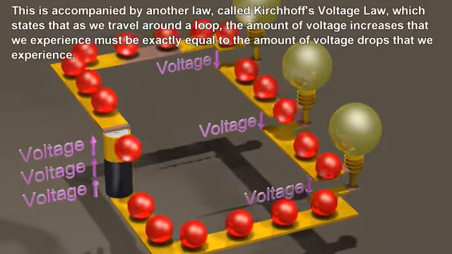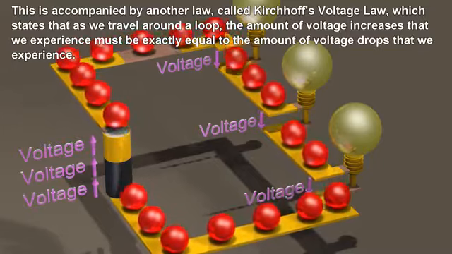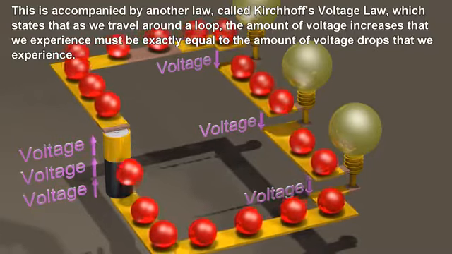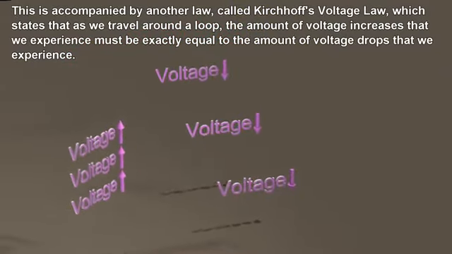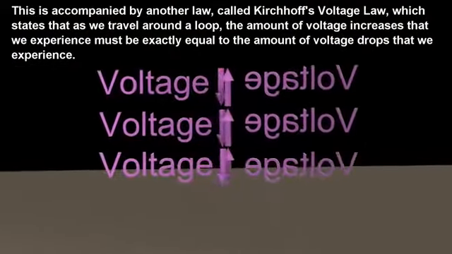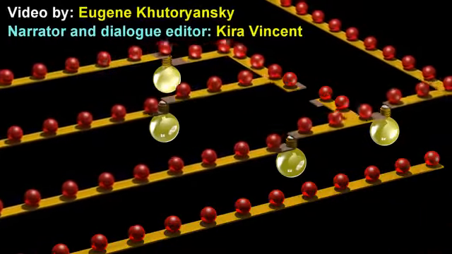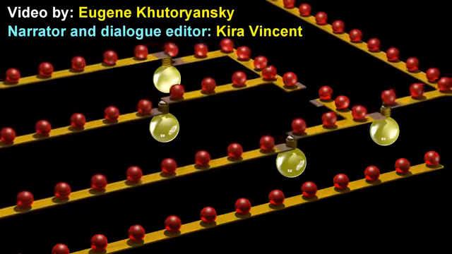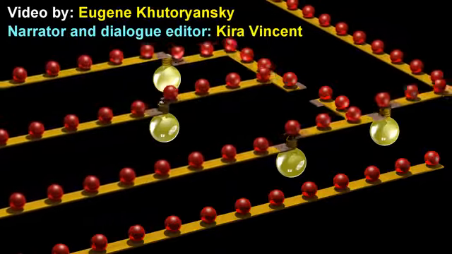This is accompanied by another law called Kirchhoff's voltage law, which states that as we travel around a loop, the amount of voltage increases that we experience must be exactly equal to the amount of voltage drops that we experience. The use of these two laws together allows us to analyze all electric circuits, no matter how complex they become. Much more detailed information about voltage, current, and electric circuits is available in the other videos on this channel.